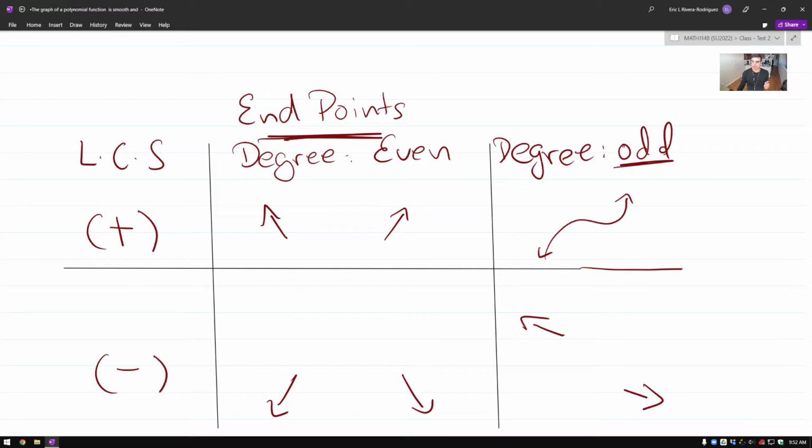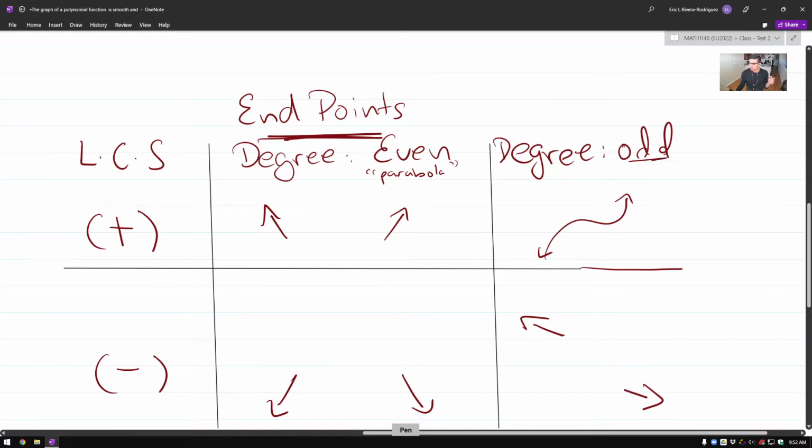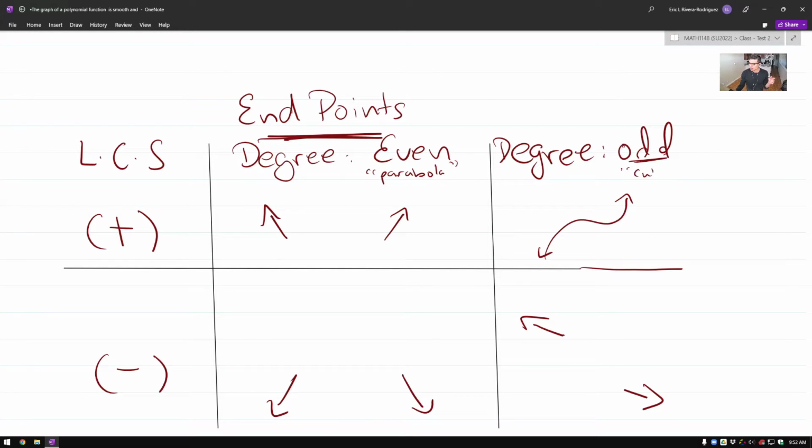Remember, degree even, remember this with a parabola. And when it's odd, relate the shape of the graph with a cube function. A parabola or a square function goes up or goes down on both ends. A cube function, x to the power of 3, is like a snake going up.